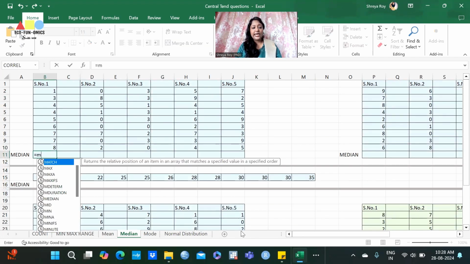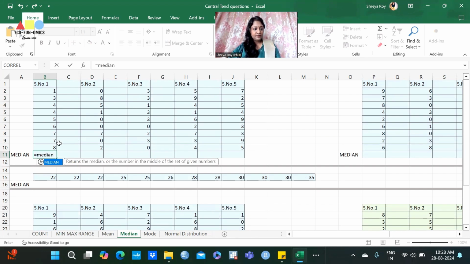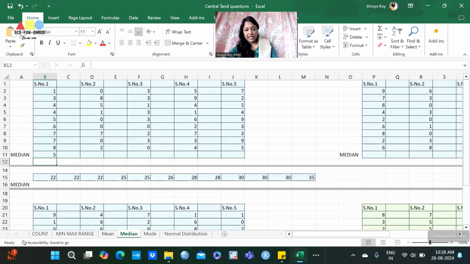Is equal to MEDIAN, open bracket, select the cells, close bracket, enter. So if we had to do this manually, then we would have to arrange the data in the ascending order. But since Excel is doing it for us, we do not have to do this.